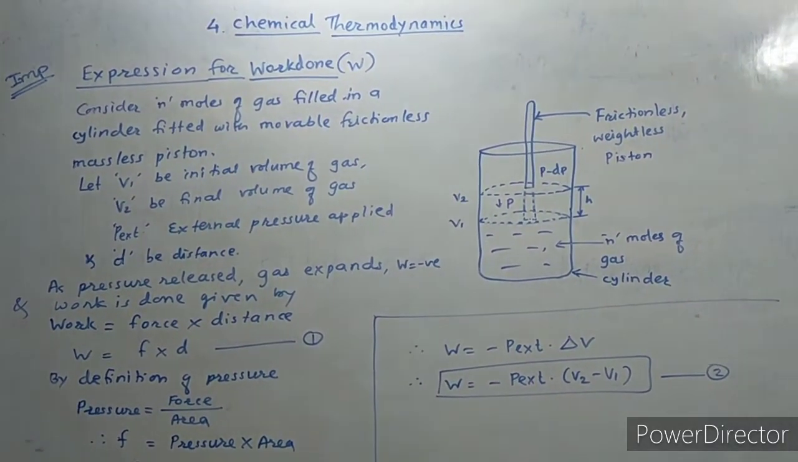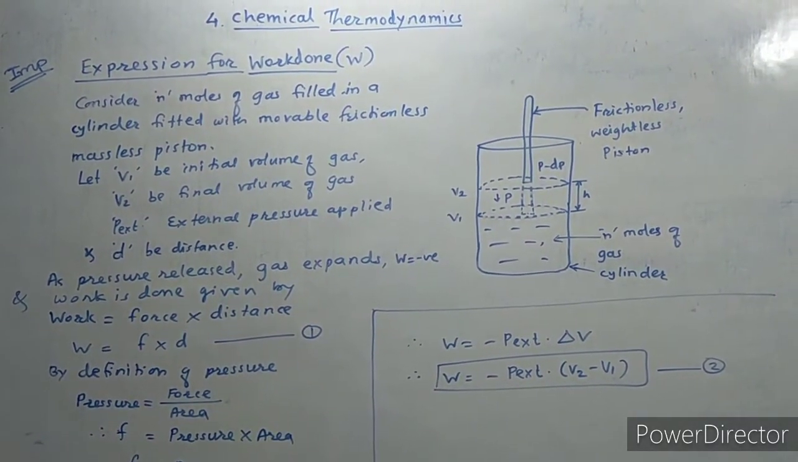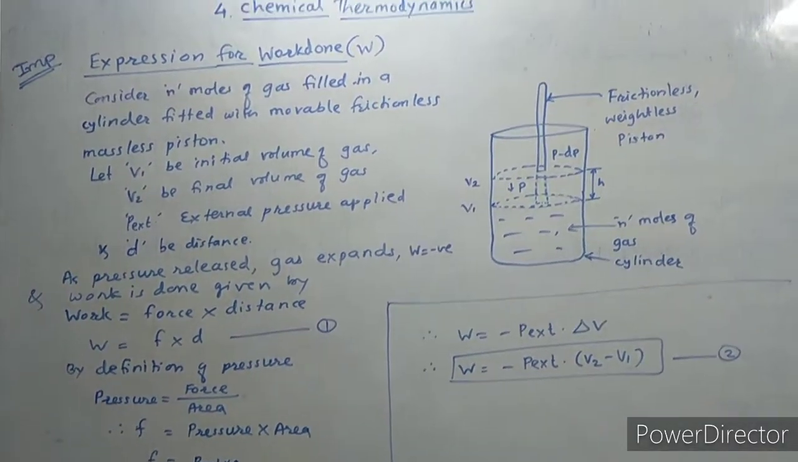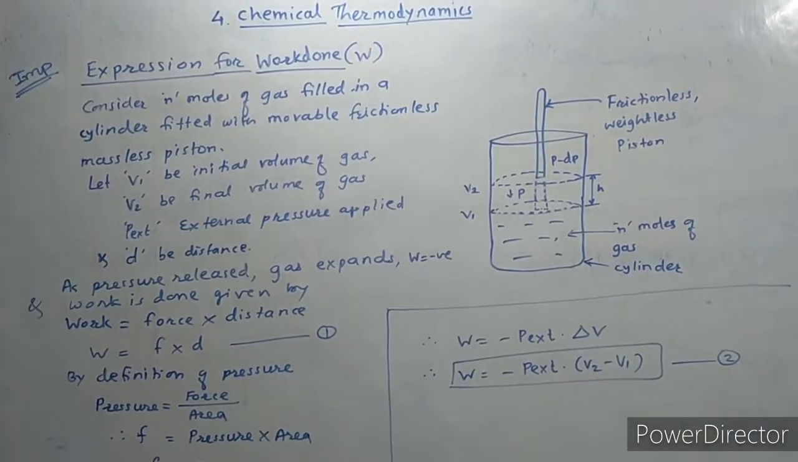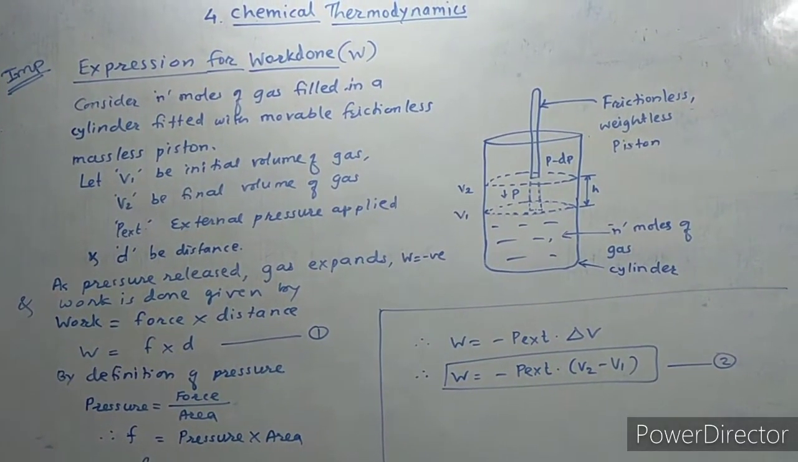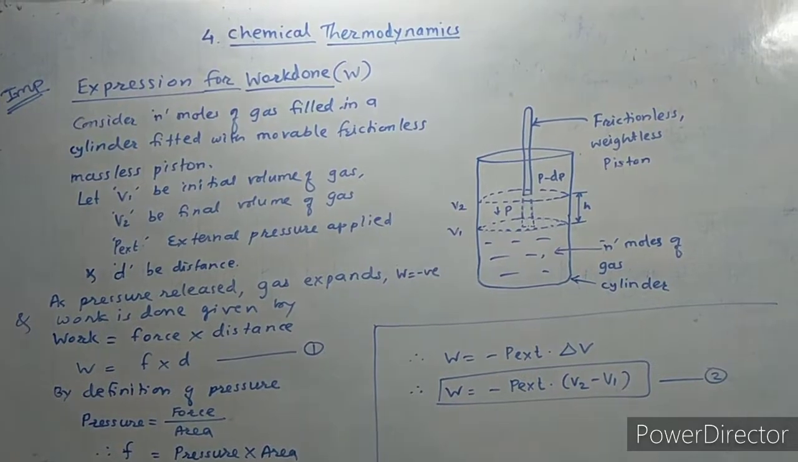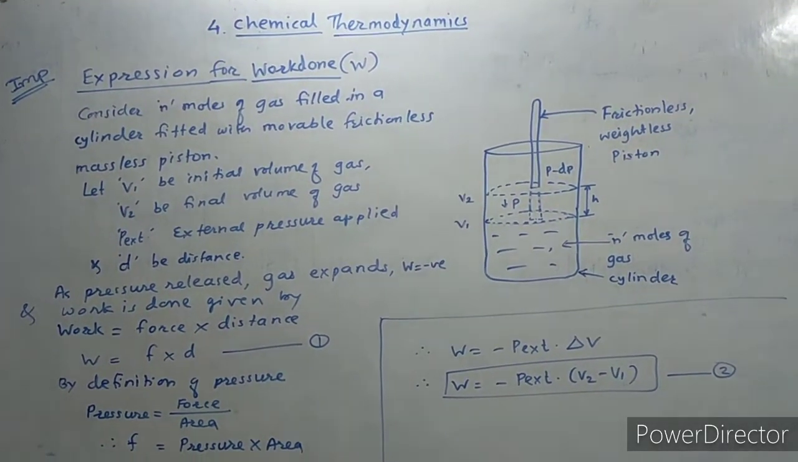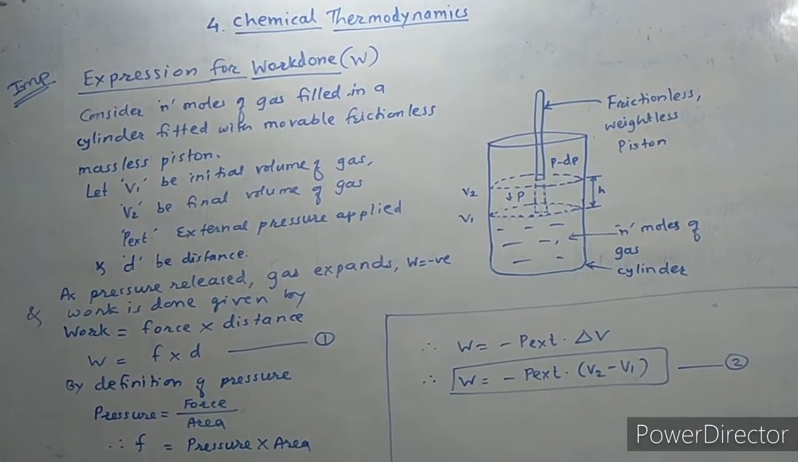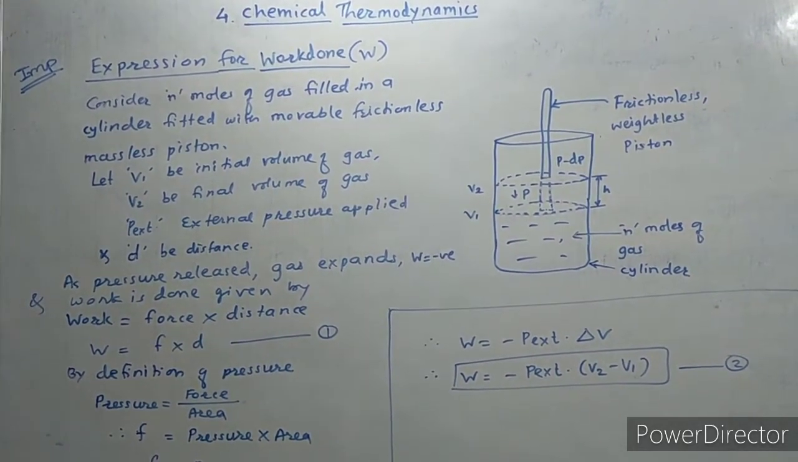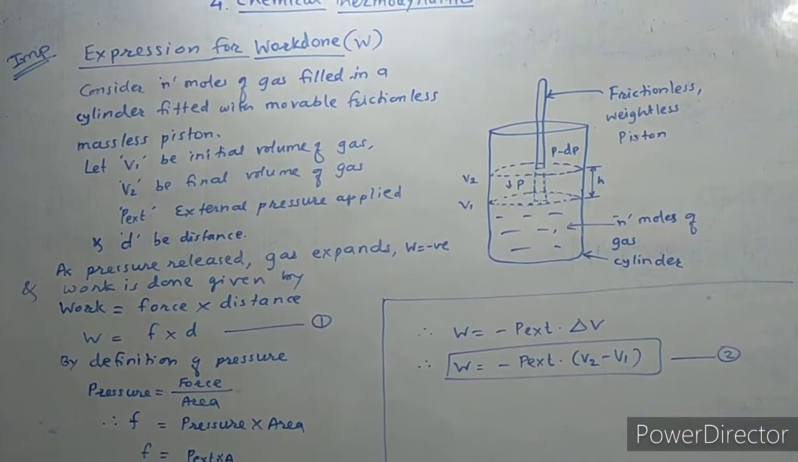Now we are seeing the very important part of this topic, that is the expression for work done. Now see the diagram. A cylinder is there. In that cylinder, n moles of gas are enclosed, and it is fitted with a frictionless, weightless piston. The pressure applied, that is the external pressure, is P.